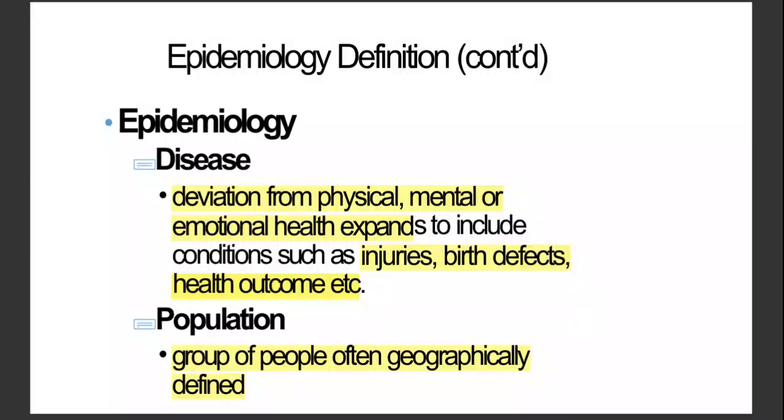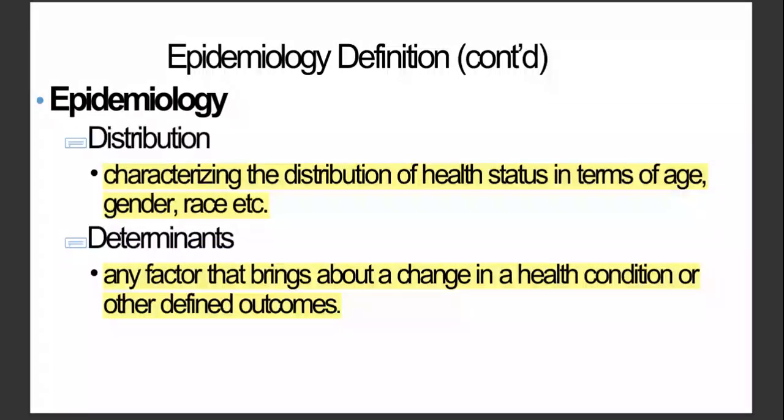So, epidemiology again, we have got disease and population. Disease is just a deviation from physical, mental, emotional health, to include conditions such as injury, birth defects, health outcomes. So anything that deviates from the normal physical, mental, or emotional state is a disease. Hope you get that it's not only physical, mental, and emotional. Population is a group of people that have been confined in the same geographic location.